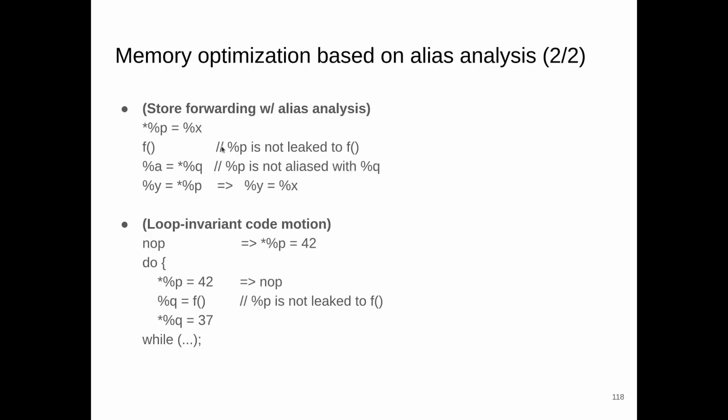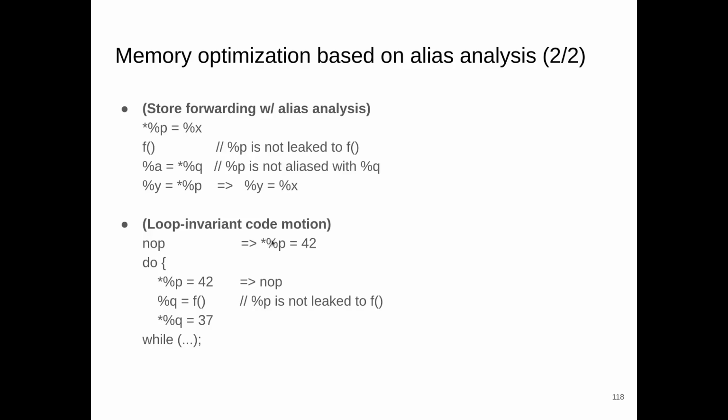And again, you can do well on store forwarding with alias analysis, because it allows us to perform optimizations even though there are intervening instructions that may interfere with other memory locations, but never interfere with the location pointed to by P.